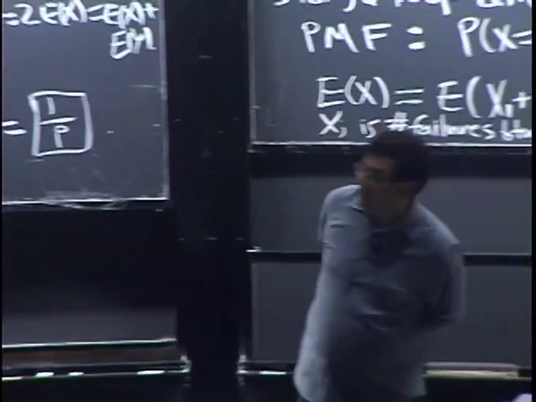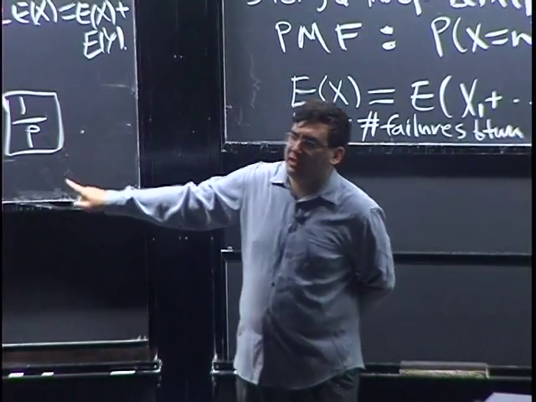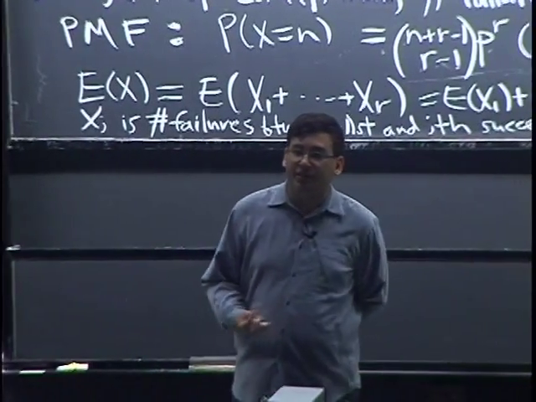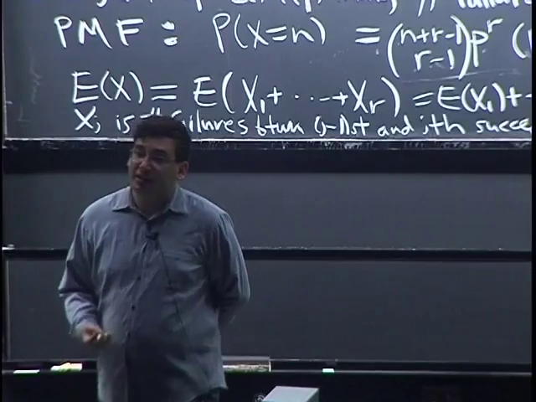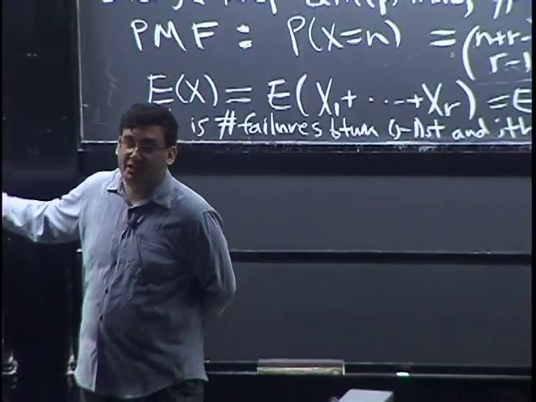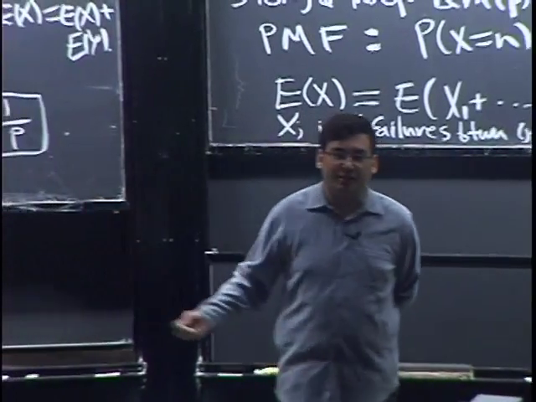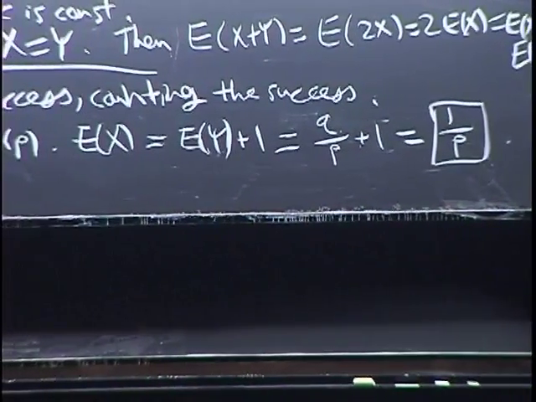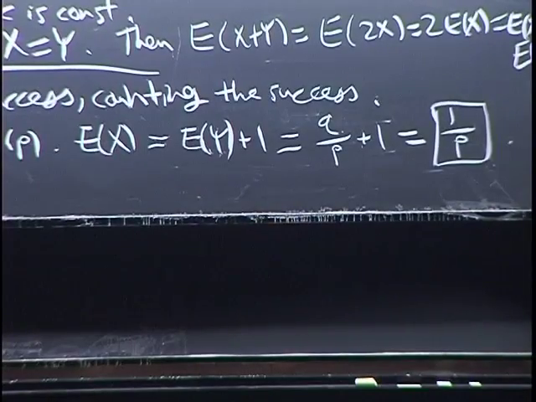And 1 over p, this is pretty intuitive when you think about it. Let's see what that says. Suppose that our probability of success is 1 in 10. Then it says on average it would take 10 trials to get the first success if you include that success. So that kind of makes sense, right? You succeed 1 in 10 times, it's going to take about 10 trials. So that's all it's saying. Okay, so that's just how you convert between those things.